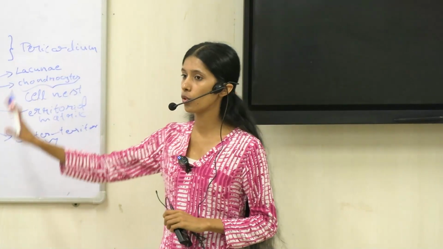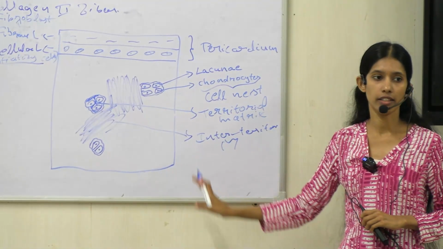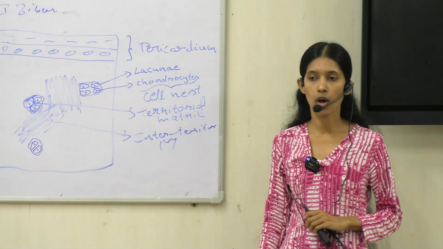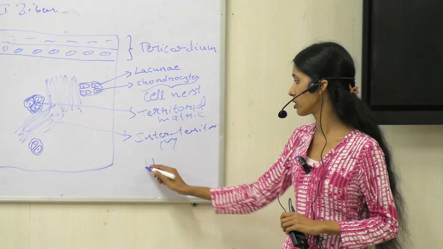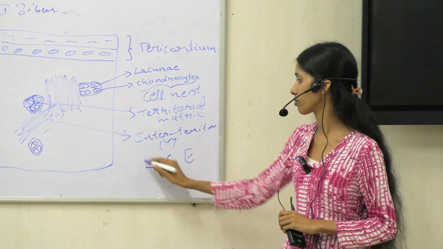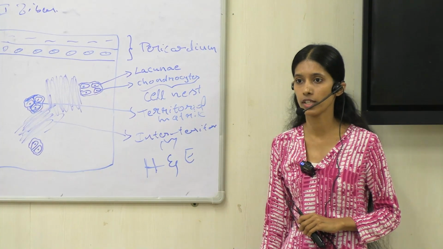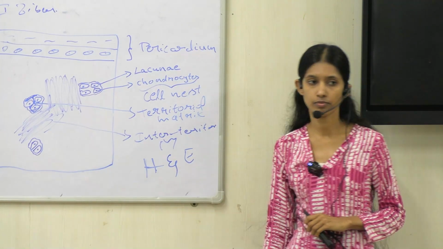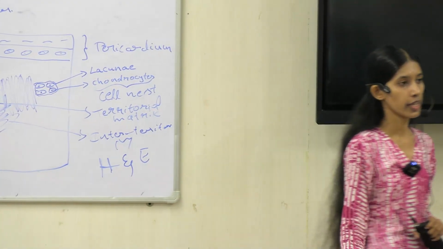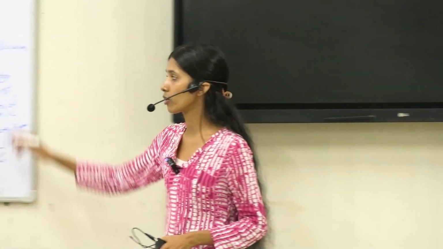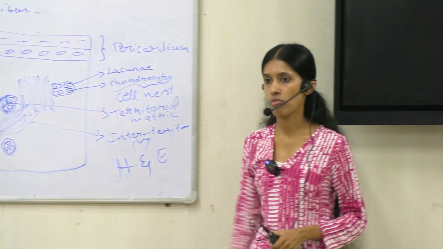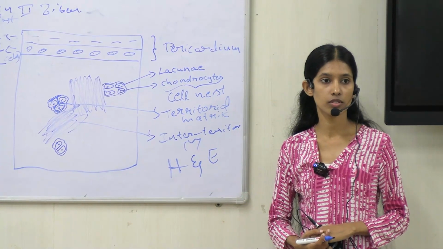So this is the whole structure of the hyaline cartilage. You have to use your HB pencils while drawing these diagrams, not the regular pencils. So any doubts in the structure? No doubts? Everyone understood? Sure?